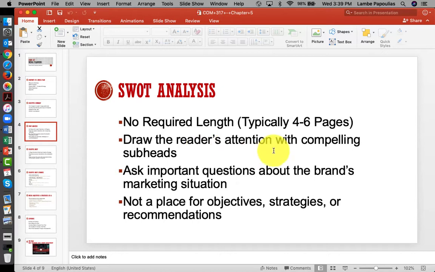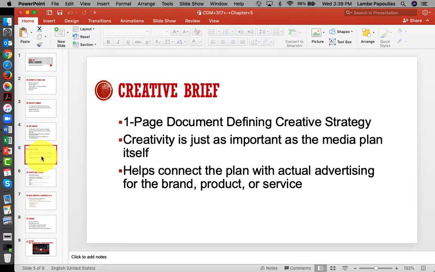And of course, your SWOT analysis, which you should have a good idea of what it is about now. There's no required length, but it's usually about 4 to 6 pages. You have a SWOT analysis actual chart, and then you talk about each item of the SWOT analysis, which is strengths, weaknesses, opportunities, and threats. And you draw the reader's attention with compelling subheads. Ask important questions about the brand's marketing situation, especially with the threats and the weaknesses. You want to get to know a lot about the organization or company you're writing it for, so that way you know what you need to work on. It's not really a place for objectives, strategies, or recommendations. It just talks about the strengths, weaknesses, opportunities, and threats of the current organization.